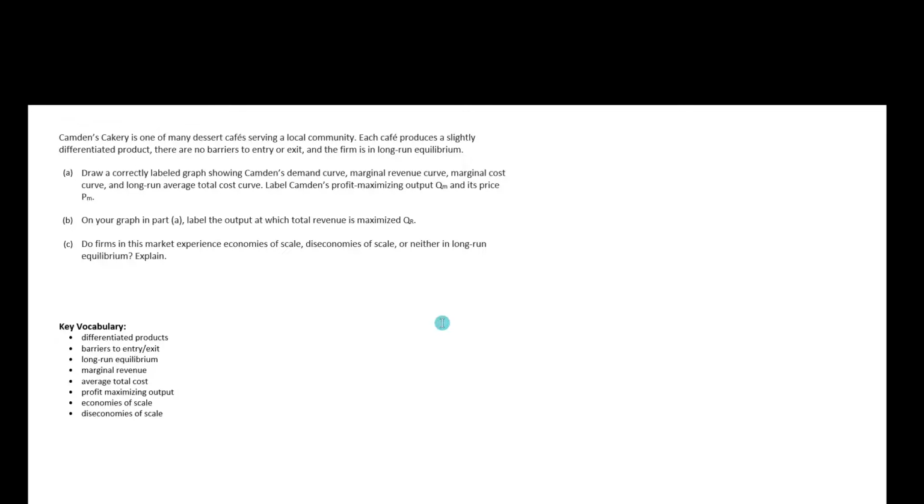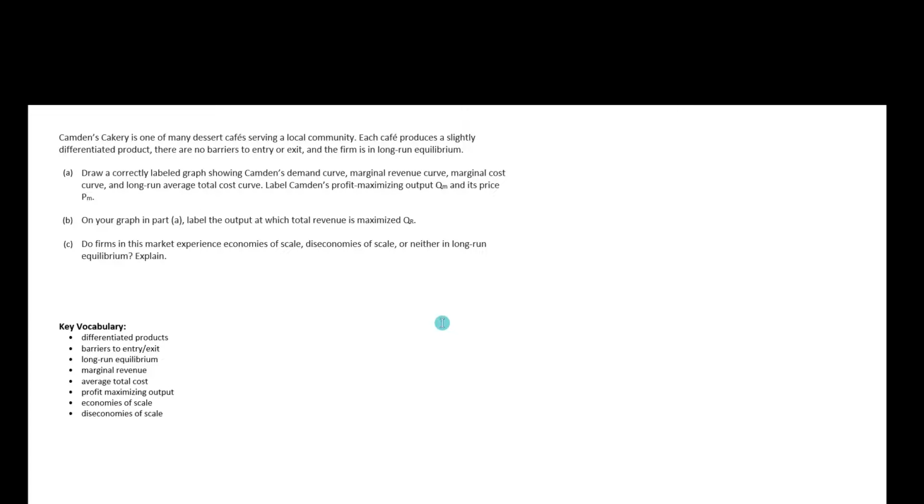So ATC, long run average total cost. Remember, your total cost includes your variable costs, which change with output, and your fixed costs, which do not. So you add them together, you get total cost, and when you divide by the number of units, you get the average total cost. Label Camden's profit maximizing output QM and its price PM.